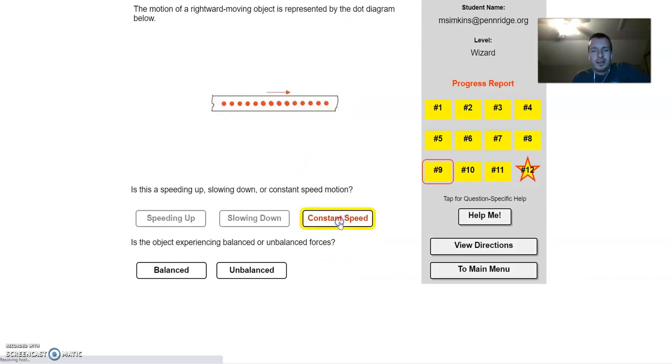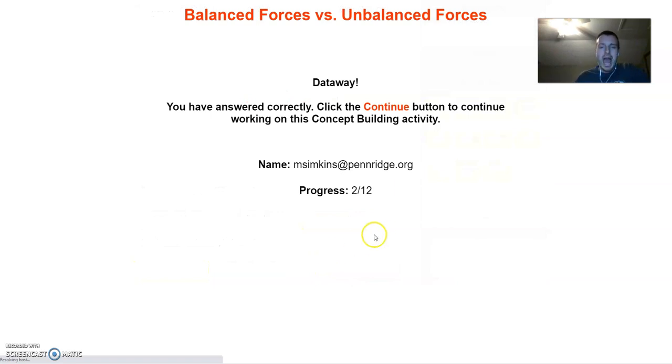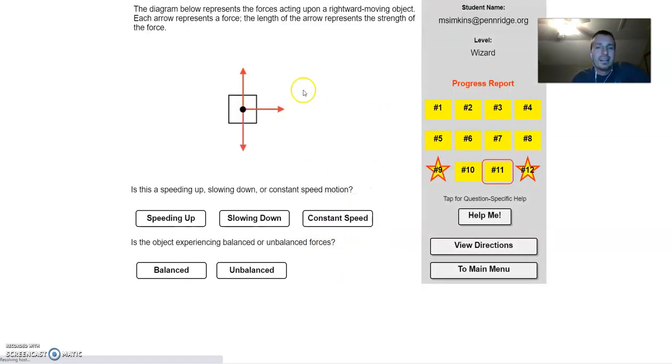Constant dots. What does that mean? Constant speed. Constant speed, balanced forces. Why? The only time you accelerate, guys, is if you're experiencing unbalanced forces. So that's a piece of cake. They're just adding on more questions, aren't they? I should just assign this the last one.